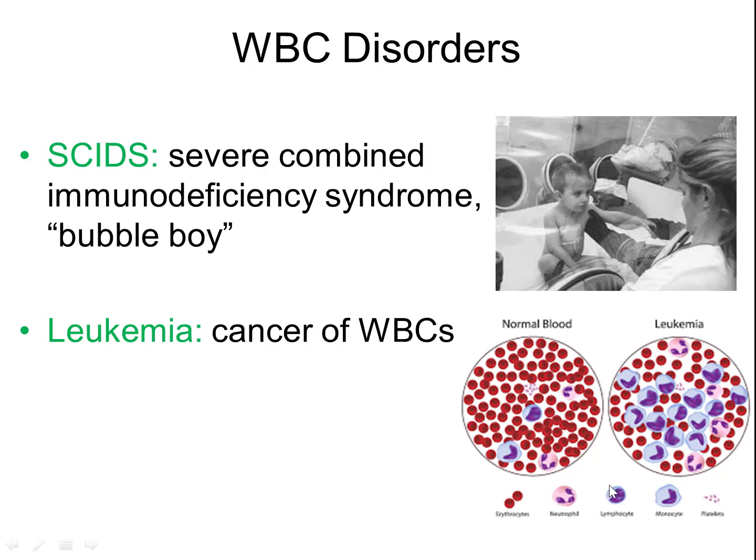So here's normal blood, and you guys might remember from looking under the microscope, notice again it's mostly red blood cells with very few white blood cells scattered in there. In leukemia, notice the number of white blood cells. There's a lot more. So initially you might be thinking, well, what's the problem with that?